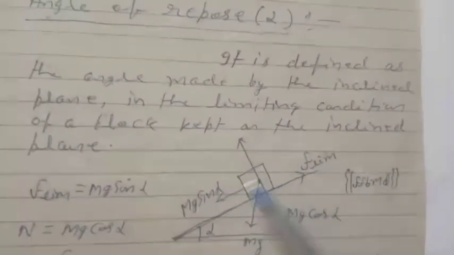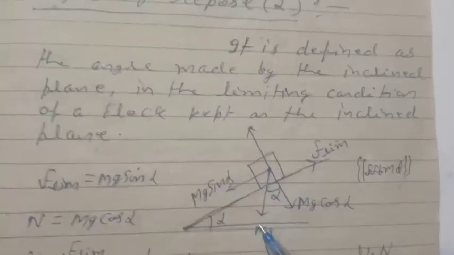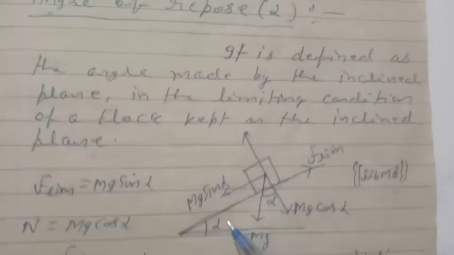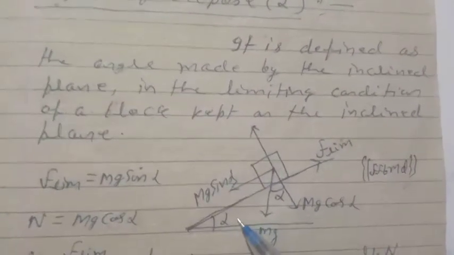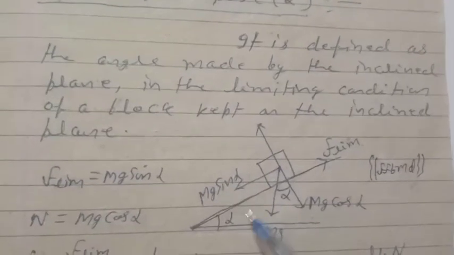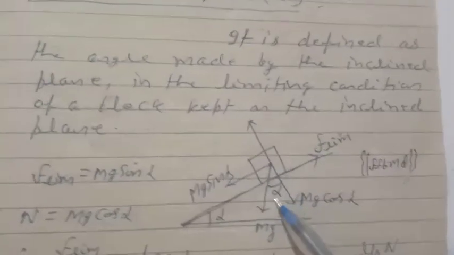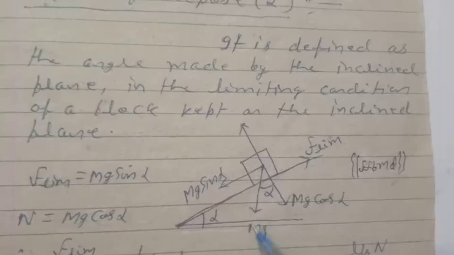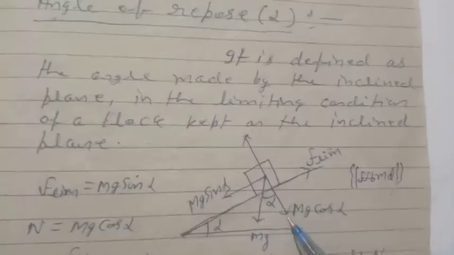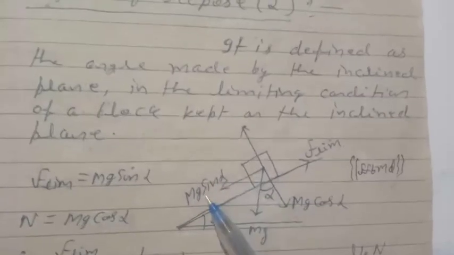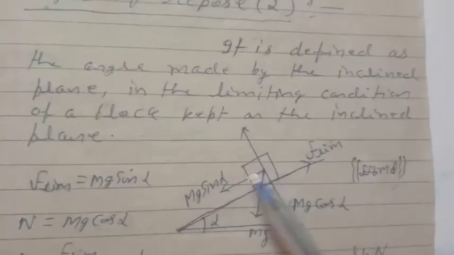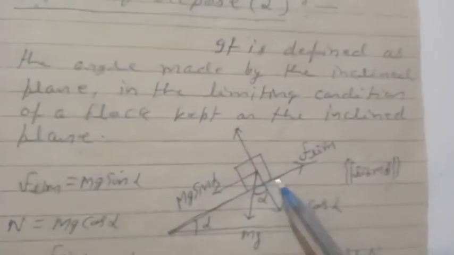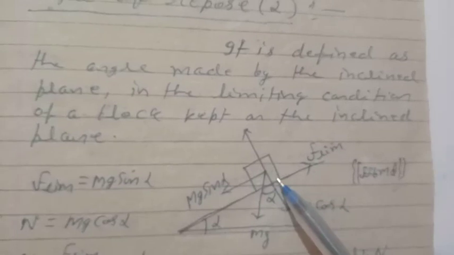Now in this case, because the body is at rest, mg is acting vertically downward. If this is alpha, then this angle also will be alpha, sorry, we have called it lambda, this is alpha, not lambda. If this is alpha, then this angle also will be alpha. From the geometry of the figure, you can prove it. And because mg is acting in this direction, there will be two components: along this direction, mg cos alpha, and along this direction, mg sin alpha. Now this mg sin alpha has a tendency to move this body in this direction, so frictional force arises in this direction. And this is the condition of limiting friction force.